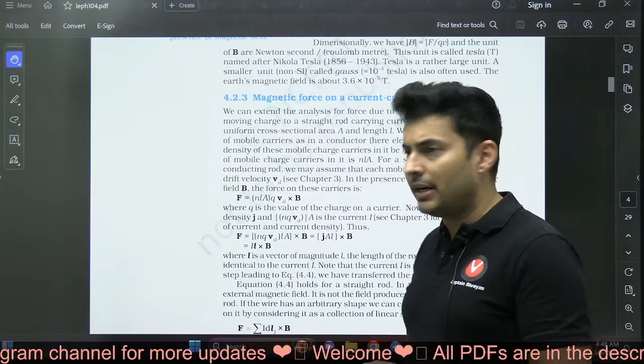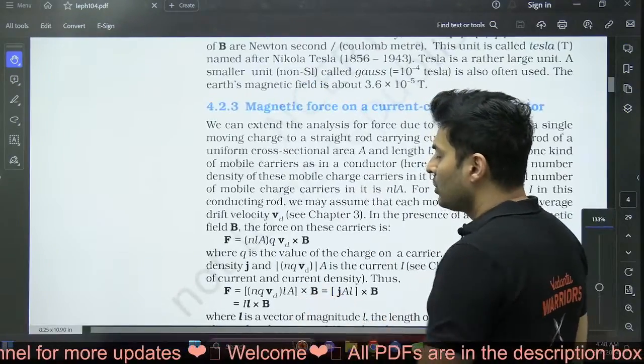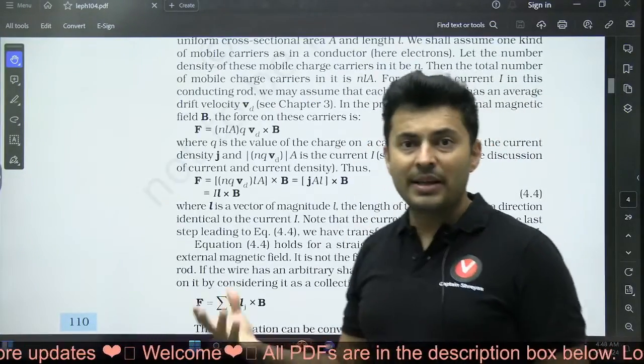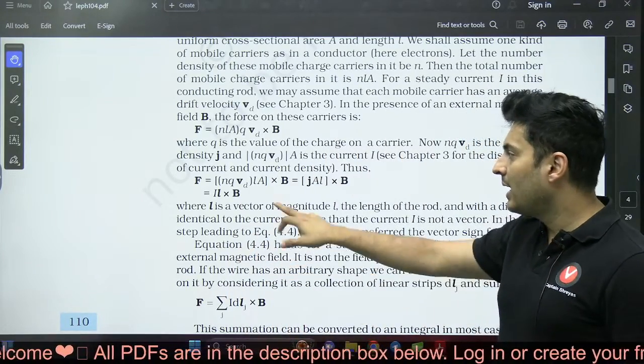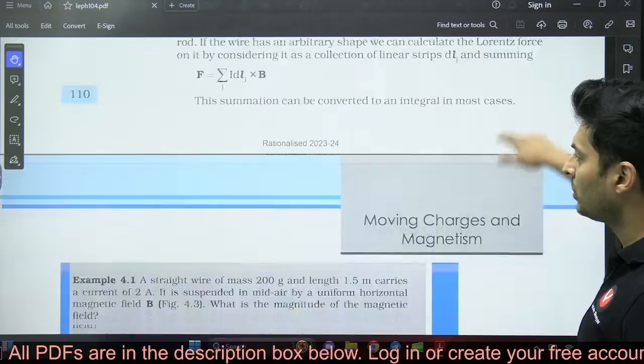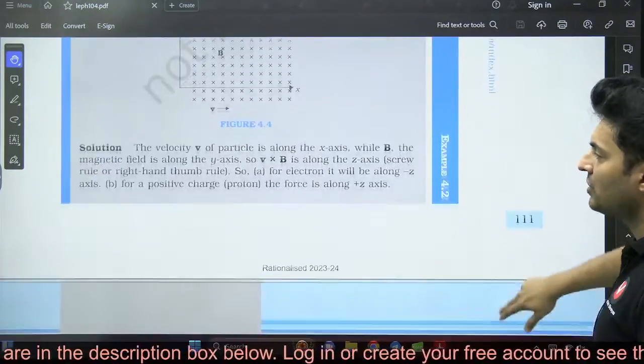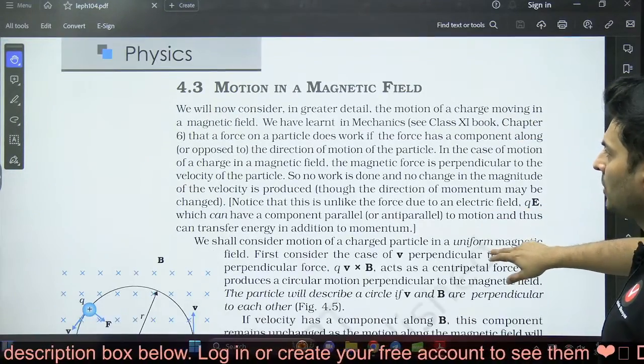Similarly, a wire carrying current has many charges moving in it, because of which it experiences a force, and that force on a wire carrying current is IL cross B. You should know this, IL cross B. There are some questions on that as well.